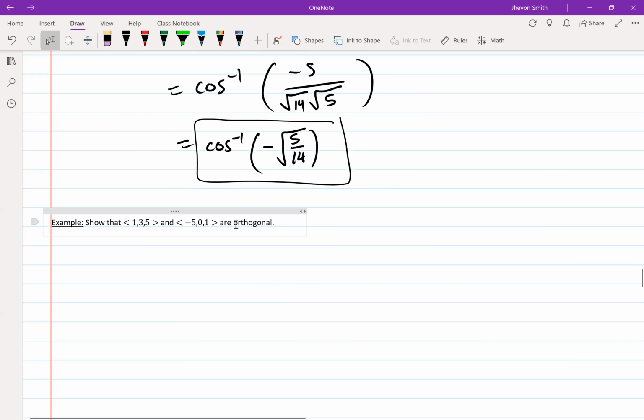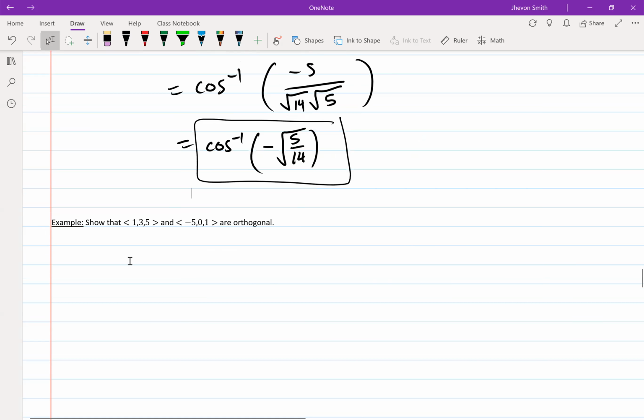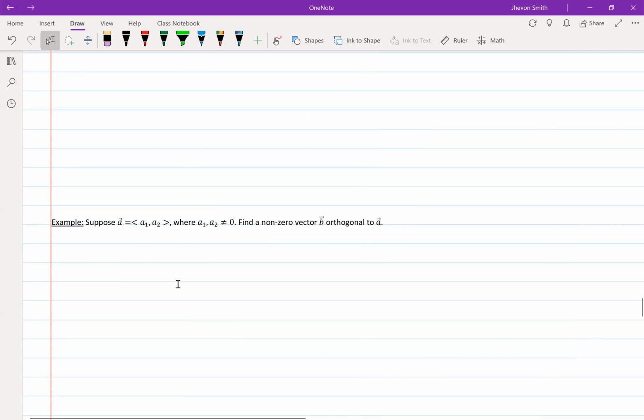Now, how do you show that this and this are orthogonal? Well, you do the dot product, show that it's 0. Actually, try these examples out. It'll be in the notes when I post them. Try these out for tomorrow, and we'll jump right into them.